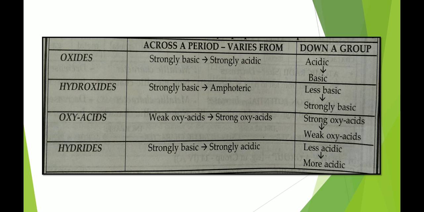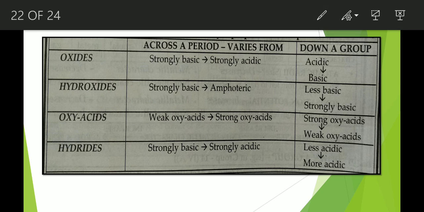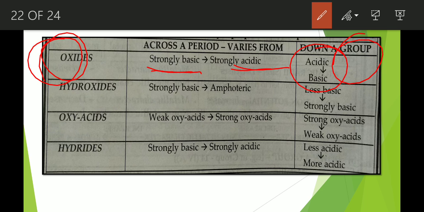Next is the nature of the oxides, hydroxides, oxyacids and hydrides. See, in case of oxides, across a period, the change is from strongly basic to strongly acidic, and the reverse is the case down the group. So, on the left of the periodic table, we will find strongly basic oxides, and on the right, we will find strongly acidic oxides.